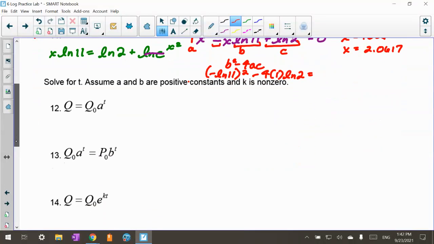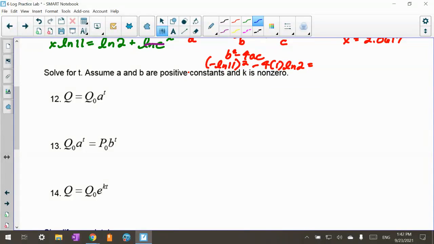This next section, I'm going to use a different color here. We'll use blue. It says, solve for t, assume a and b are positive constants and k is non-zero. So they just want to know if you can do the algebra and actually solve for it. So I look at this, Q sub 0 is my initial quantity.